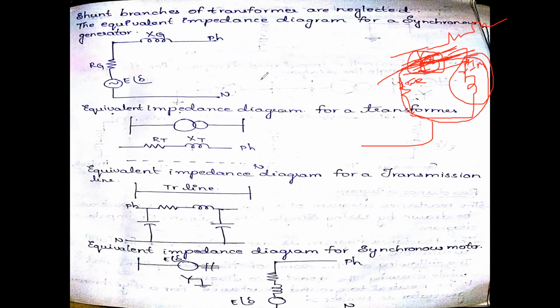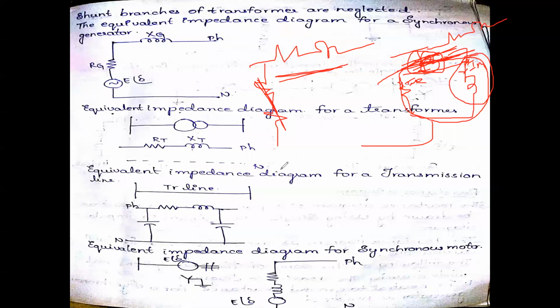Generally, a transformer has series and shunt branches. The shunt branch is neglected. Therefore, for the transformer we have only a series branch. You don't have the shunt branches. Therefore, these two are the assumptions while you are drawing the impedance diagram.